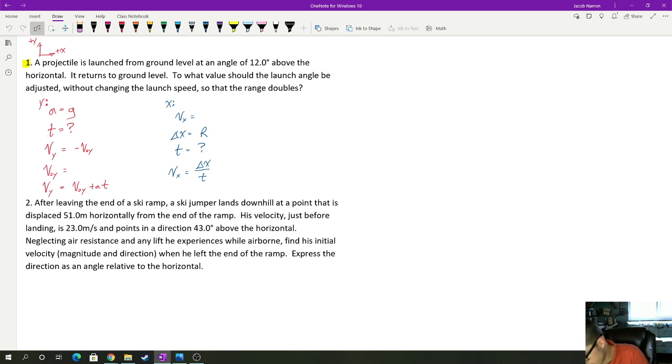And one thing that I think might help you guys is I am going to make another triangle because this problem is talking about what you should change the launch angle to without changing the launch speed. So I'm just going to make the launch speed an ambiguous v. So if we have v in the x, that's the x component. If we have v in the y, that's the y component. But v is just the launch speed at 12.0 degrees.